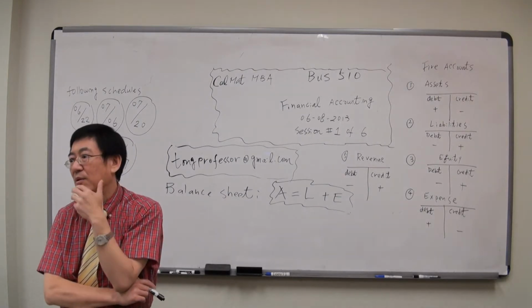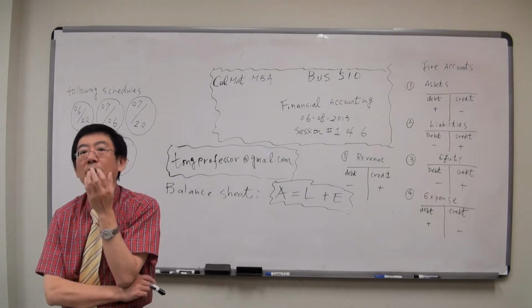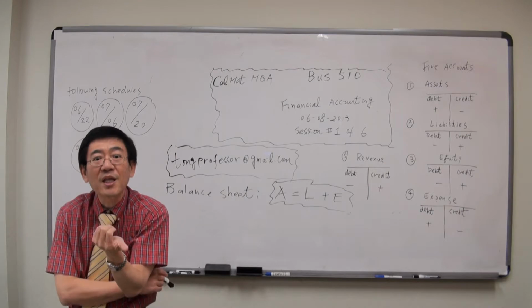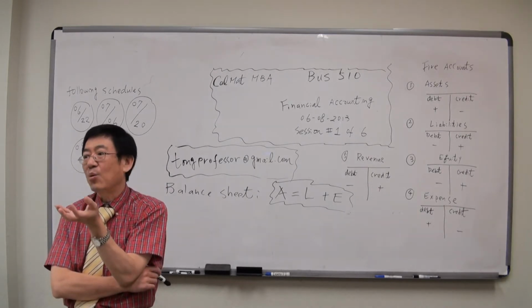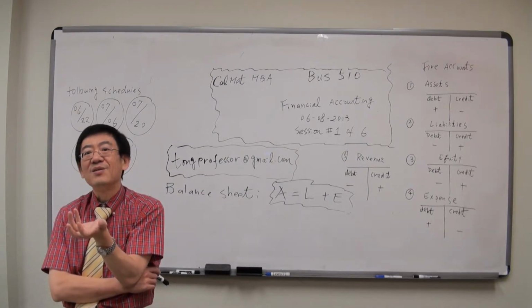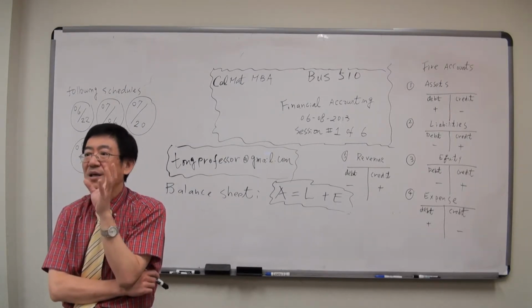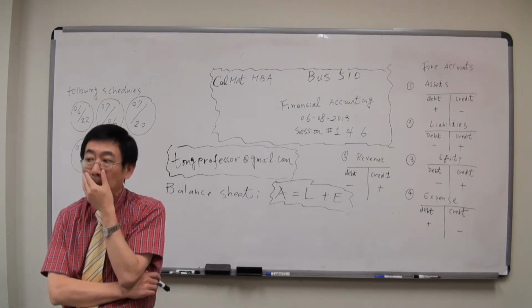But it is not that lucky for everybody. If we are in manufacturing, wholesale, or retailing, we have to deal with inventory. So keep this in mind. Inventory is another type of asset.